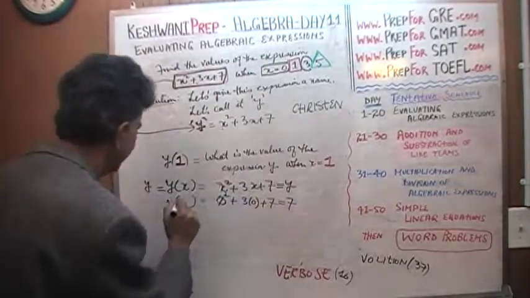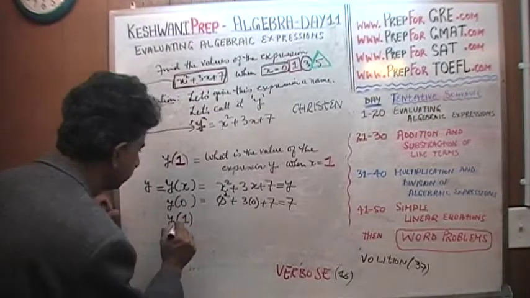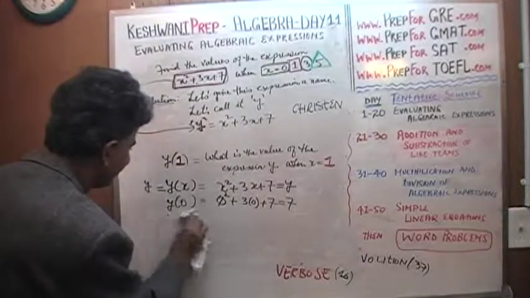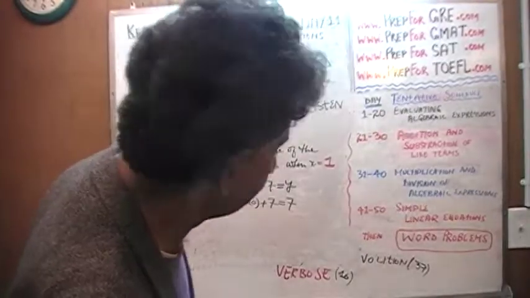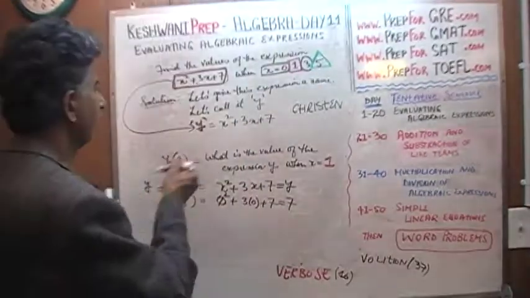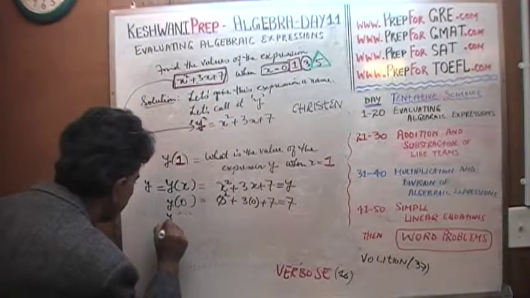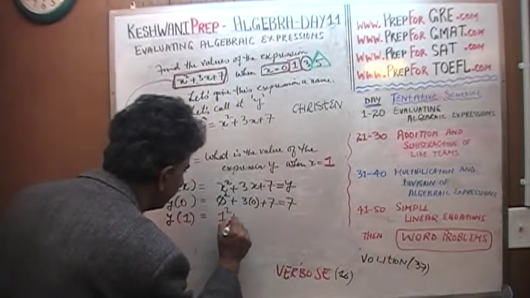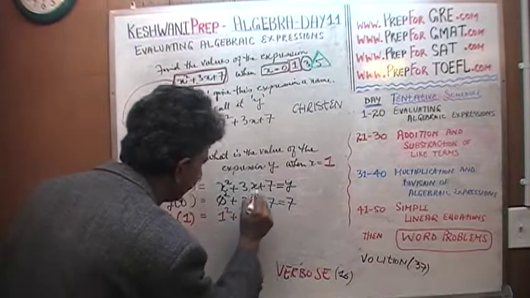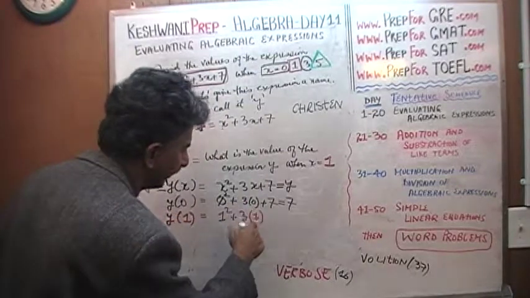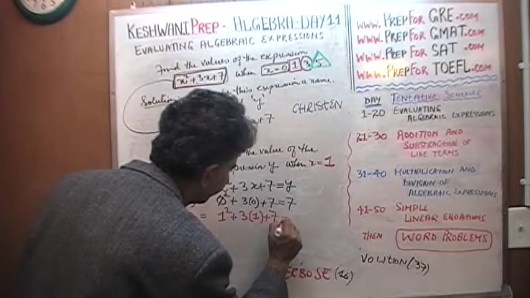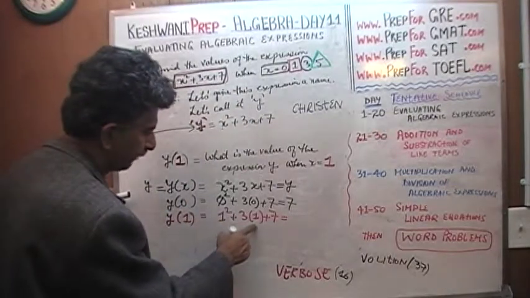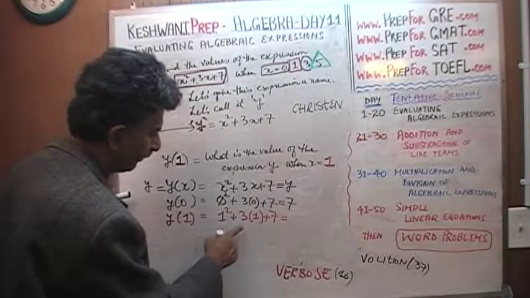Let's find y of 1. Y of 1 was the red one right here. Y of 1 would be 1 squared plus 3 times 1, just replace x by 1, plus 7. And that would equal 1 squared is just 1, 3 times 1 is 3, 1 plus 3 is 4, 4 plus 7 is 11.